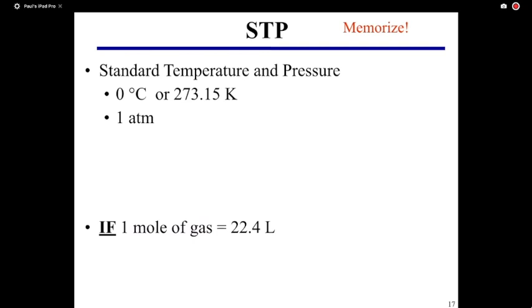Okay, STP. You do need to memorize this because sometimes instead of giving you actual numbers in the problem, we'll just say it's at standard temperature and pressure. So this is what we assume is standard: 0 degrees Celsius, which is 273.15 Kelvin, and 1 atmosphere. So I could say STP, and you now know what temperature and what pressure that system is at. And if you have 1 mole of gas at STP, it will be equal to 22.4 liters. This is just something that you need to know.